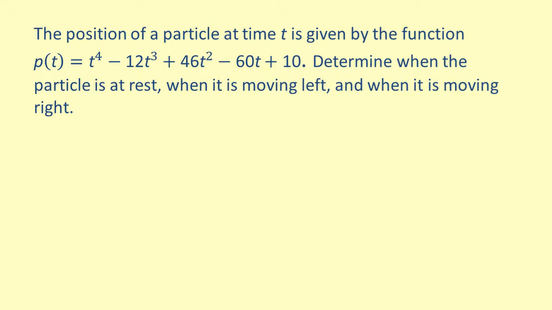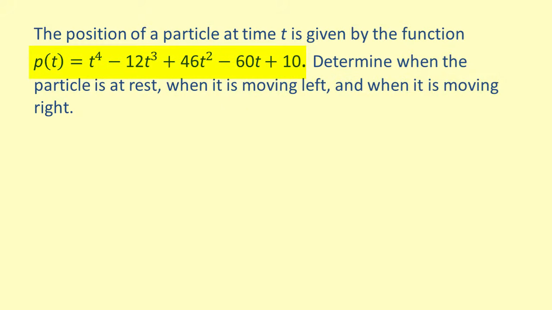The velocity tells us both the speed and direction that the particle is moving. If the velocity is negative, then the particle is moving to the left. If the velocity is positive, then the particle is moving to the right. If the velocity is zero, then the particle is at rest. So, we are given a position function.